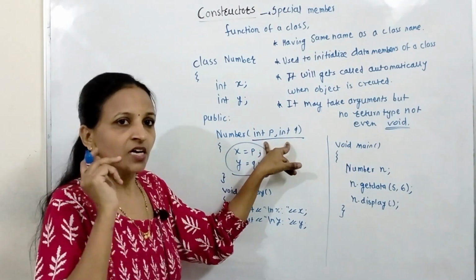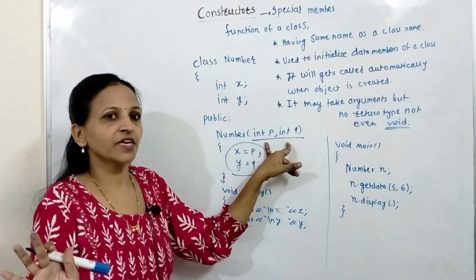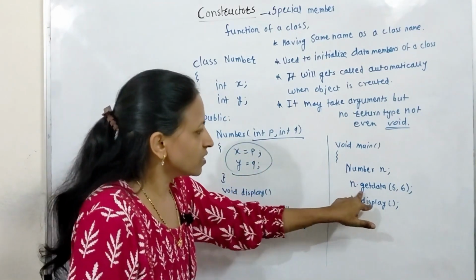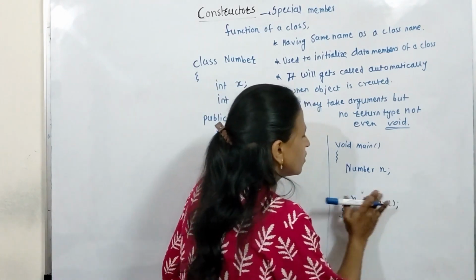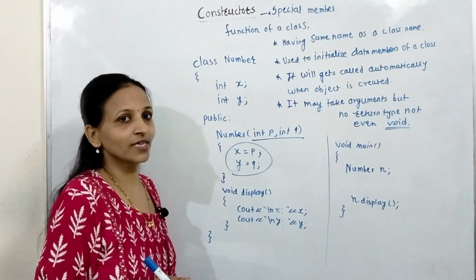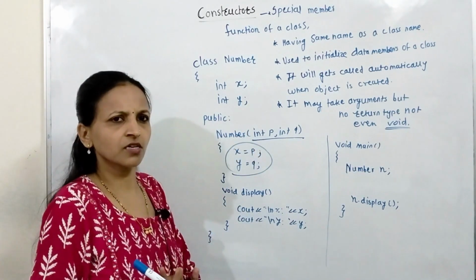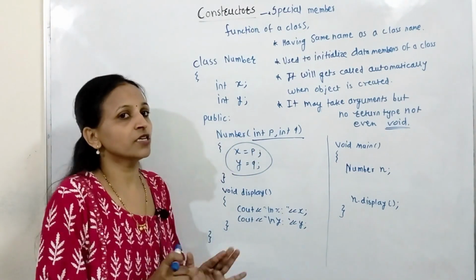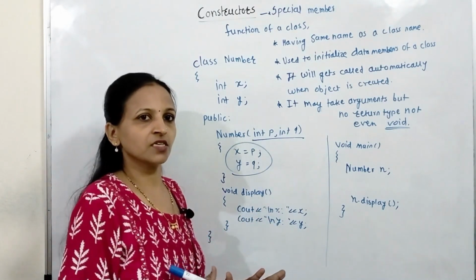What is the difference? After this example I am going to explain everything. Now here see, the get data member function, we have to just remove this. Why? Because I have not written here the get data member function, I have written here a constructor. Now how to call this constructor? There is no need to call the constructor explicitly.